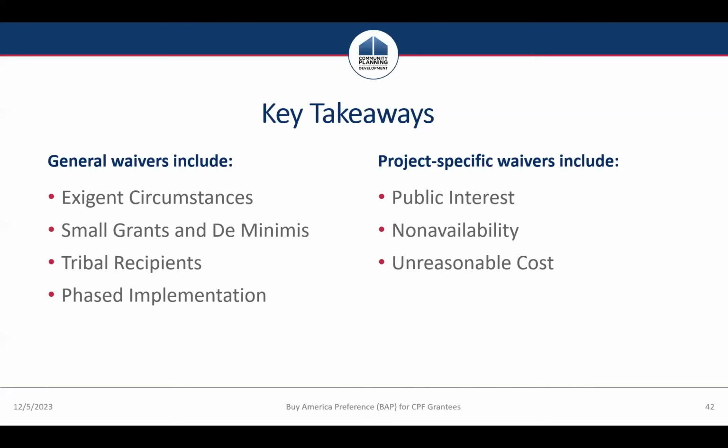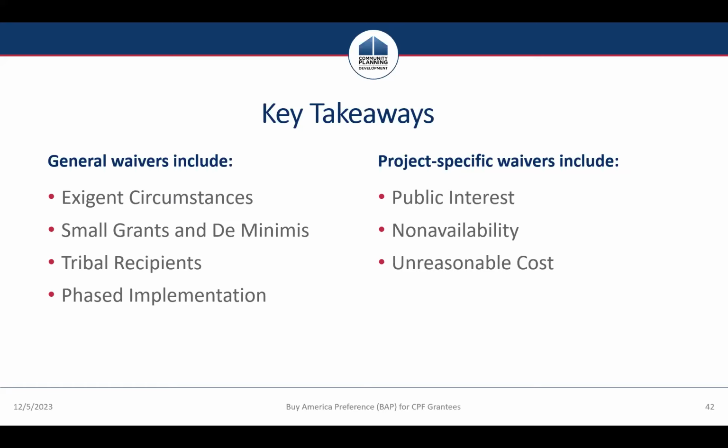For CPF grants, the implementation date is based on the date that Congress establishes the FY 2024 budget as part of the FY 2024 appropriations grant. Again, project-specific waivers may be available for three reasons. Adhering to the BAP would be inconsistent with the public interest, so that's the public interest waiver. Covered materials are not produced in the United States in sufficient and reasonably available quantities or of a satisfactory quality, so that's the non-availability waiver. And finally, inclusion of covered materials will increase the cost of the overall project by more than 25%, and that's the unreasonable cost waiver.